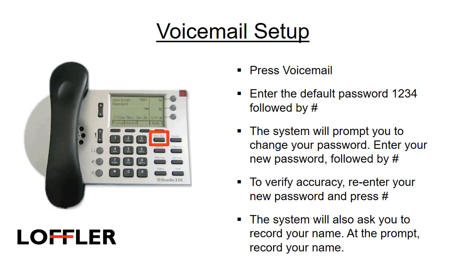To set up your voicemail box, press the Voicemail button, or press pound. Enter the default password 1234, followed by pound. The system will then prompt you to change your password. Enter your new password, followed by pound. To verify accuracy, re-enter your new password and press pound. The system will also ask you to record your name. At the prompt, record your name.